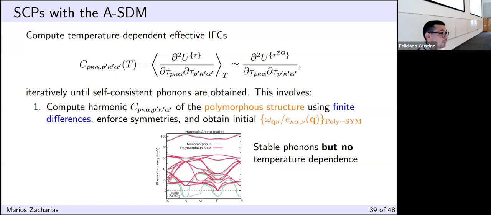But what do we do here? We enforce the symmetries, and this is not something that comes out of my head. It's because the polymorphous structure macroscopically should respect the symmetries of the lattice. So if you enforce the symmetries, you speed up convergence towards the stable solution for the polymorphous case.